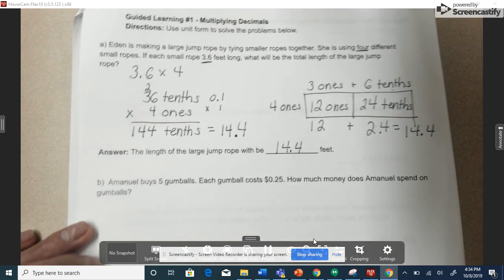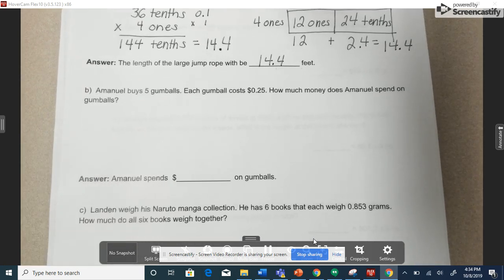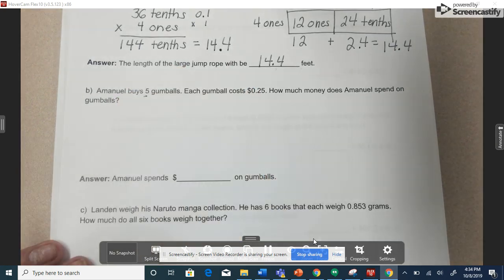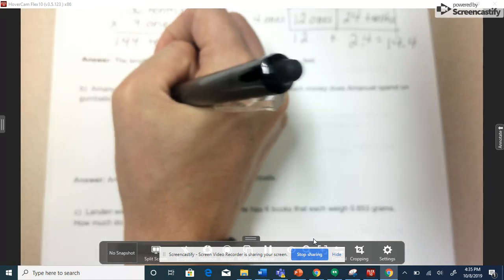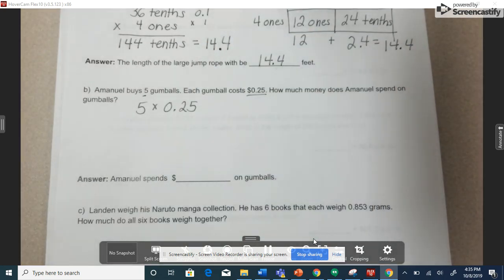Now let's move on to the next question. Emanuel buys 5 gumballs. Each gumball costs 25 cents. How much money does Emanuel spend on gumballs? So let's see, he's buying 5 of them, and each one is 25 cents. So I know that I need to be multiplying, sorry, it's blurry, these two numbers together. 5 times 25 cents, or 25 hundredths.